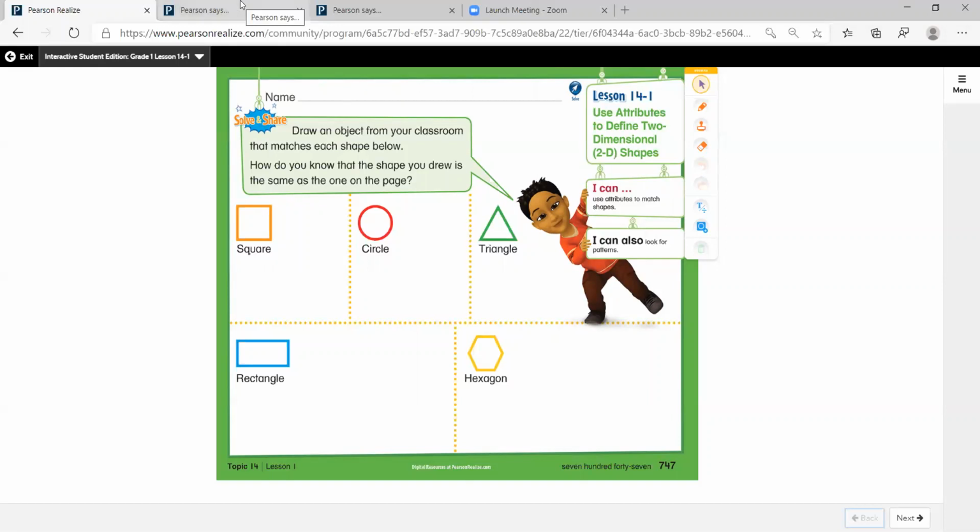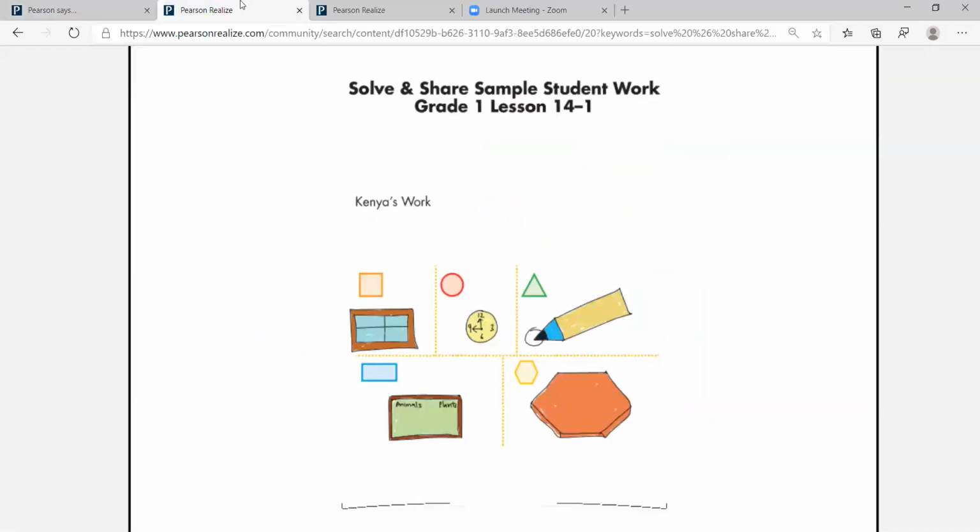Now let's take a look at some examples. Here I have Kenya's work. Kenya found windows for her squares. She found a clock that matches the circle shape. The point of her pencil is a triangle. The chalkboard is a rectangle. And one of the tables in the classroom was a hexagon. What shapes did you find?